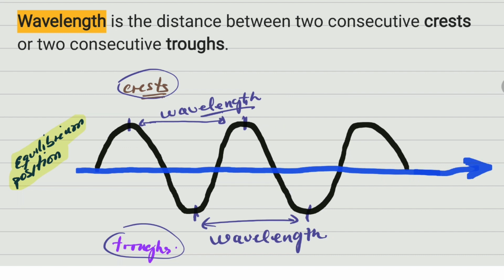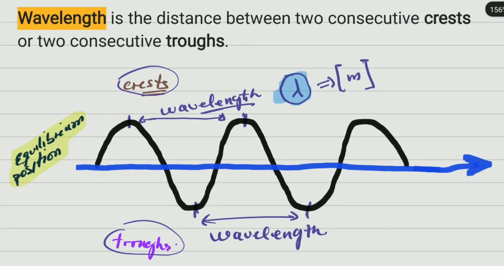Now that is important: any two consecutive crests, or any two consecutive troughs. The symbol for wavelength is the Greek letter lambda. Because it's a distance, the unit will be meters. That is the SI unit for wavelength. However, in school we sometimes use centimeters or millimeters, depending on the question. But if you're going to do calculations, then it must be in meters.